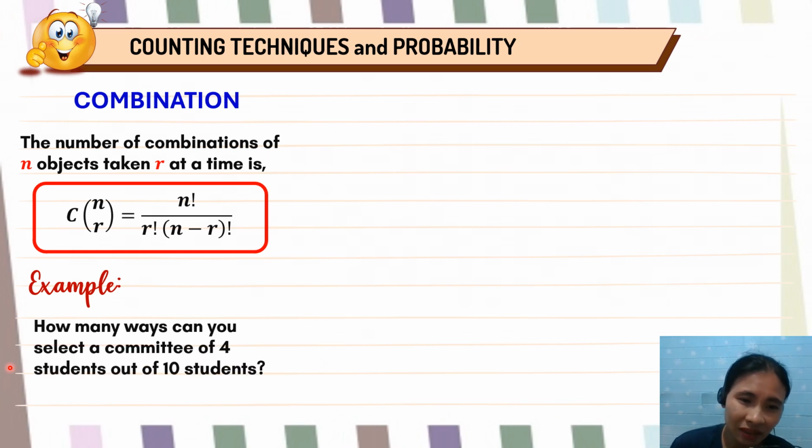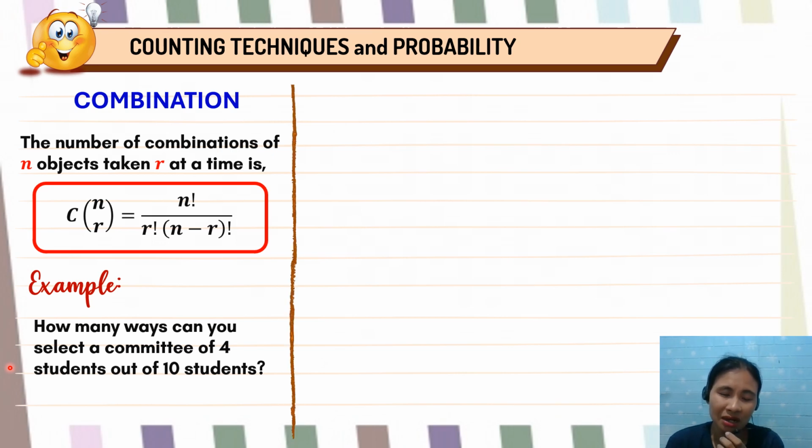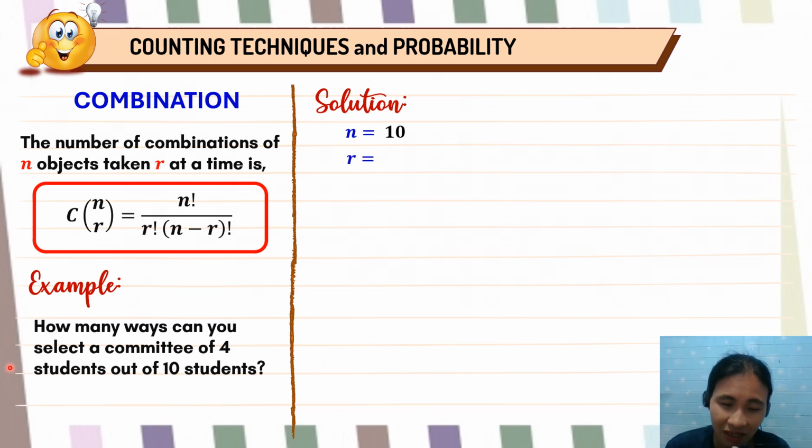For example, how many ways can you select a committee of 4 students out of 10 students? In solving this problem, the first thing that we're going to do is identify the values of n and r. n is the total number of students, which is 10, and r is the number of students that we are going to select, which is 4.